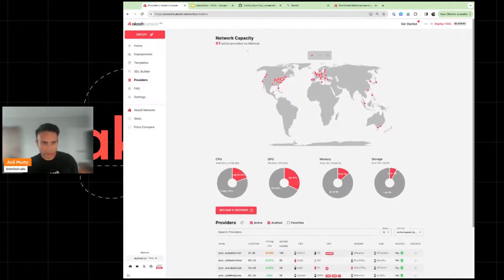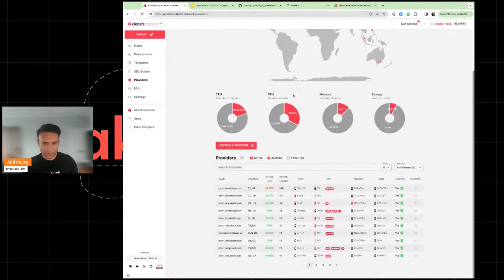This is the provider page where you can look at all the providers on Akash Network. Each of these dots represents a single provider on the network. Each of these providers can have anywhere from 1 server to 10,000 servers under them. And you can look at all the providers that are up there in terms of resources as well as individual providers out here.